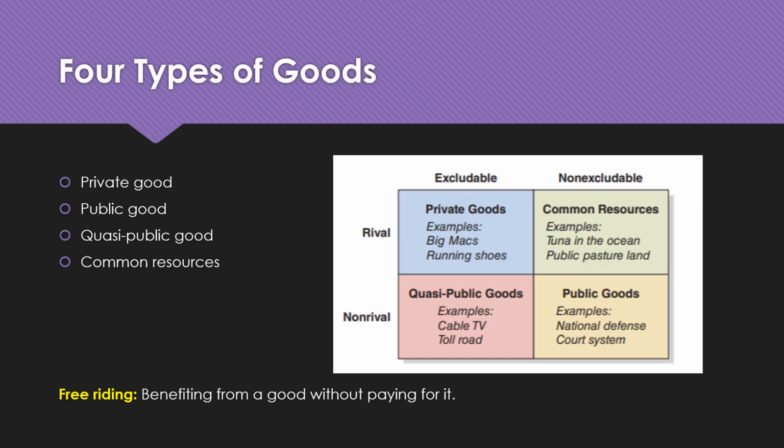Now, if we have something that's rival and non-excludable, this can be a common resource. So a common resource is where we're going to get to the tragedy of the commons. Commons means a common resource.